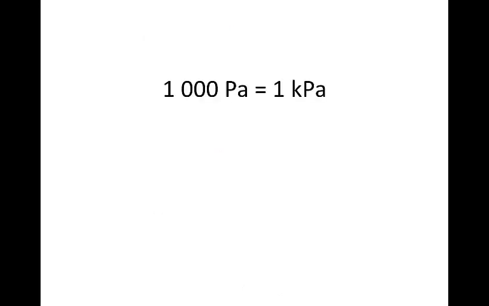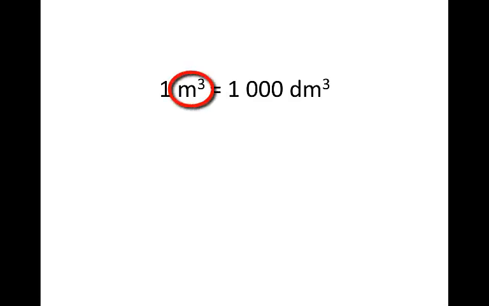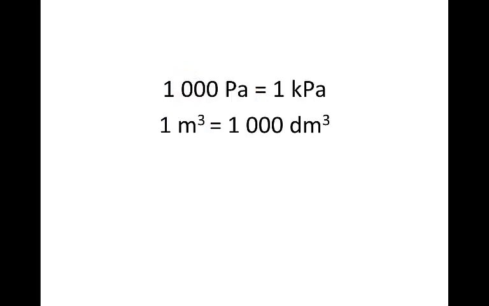But now, 1,000 pascals is equal to a kilopascal. Pascal is the SI unit, not kilopascals. And 1 meter cubed is 1,000 decimeters cubed. Meter cubed is the SI unit, not decimeters cubed. So in the question that we used, we were using kilopascals and decimeters cubed, the non-SI units, instead of pascals and meter cubed, the SI units. But notice that kilopascals is as many times bigger, 1,000, than the SI, as decimeters cubed is smaller than meter cubed. So the difference sort of cancels out.